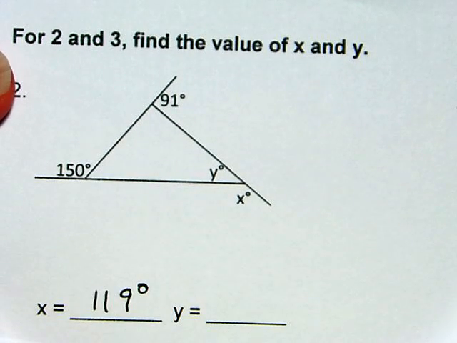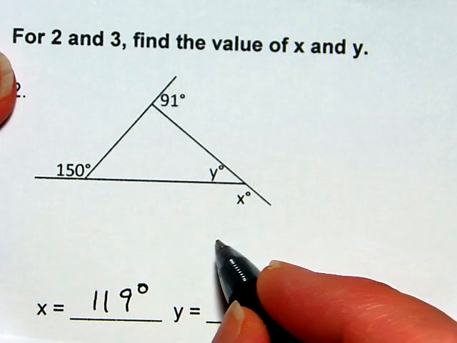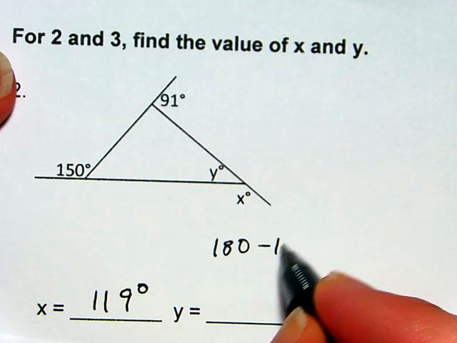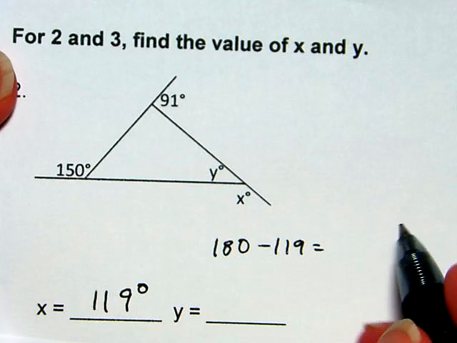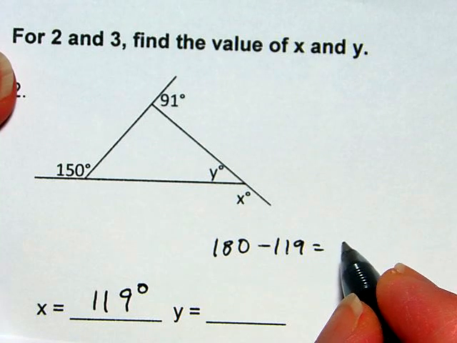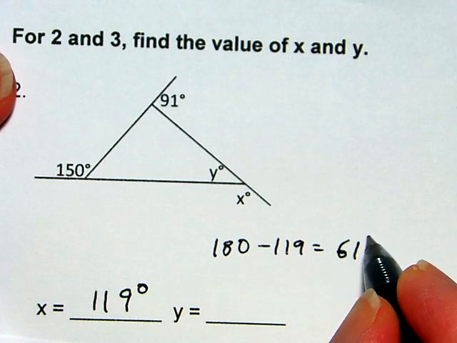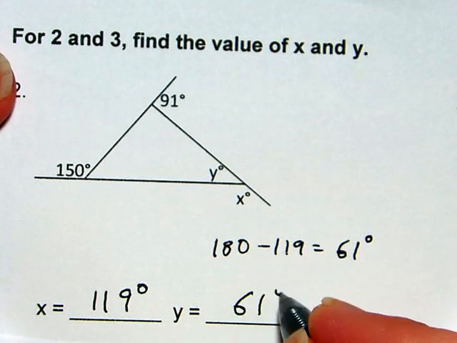If x is 119, then what is y going to be? Well, x and y are a linear pair. So therefore, to find y, we have to take 180 minus 119 because they are a linear pair. And if we do that, that should give us 61 degrees. So y would be 61 degrees.